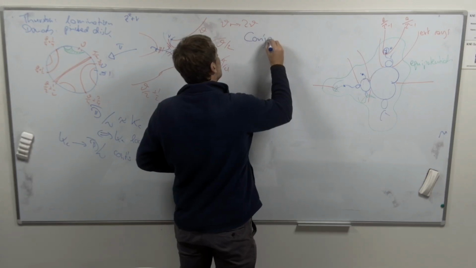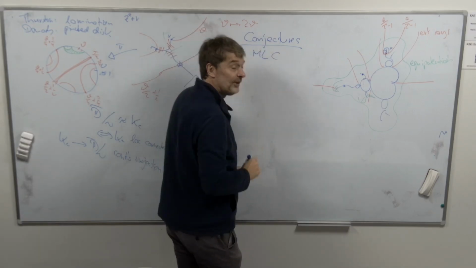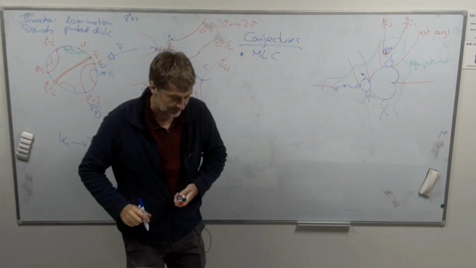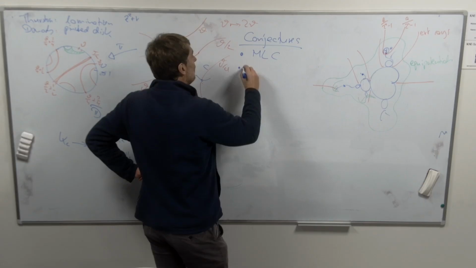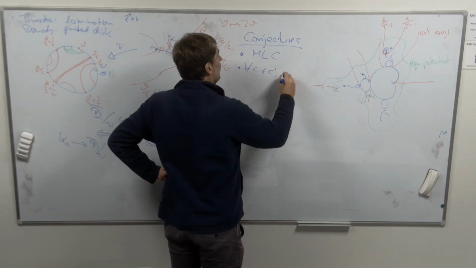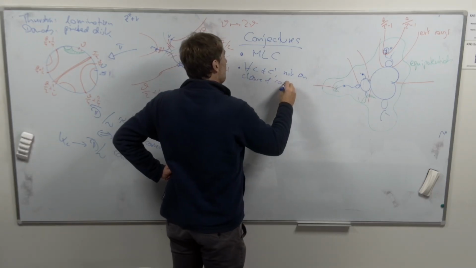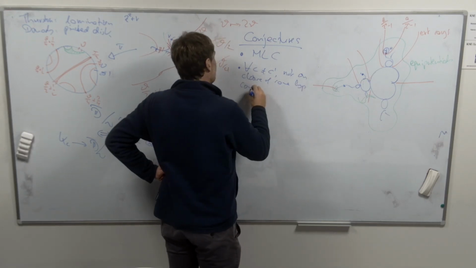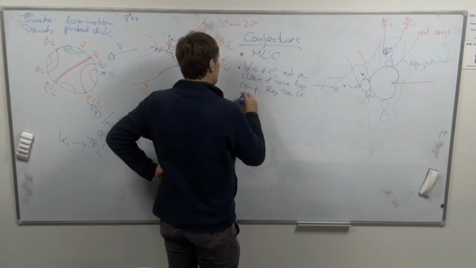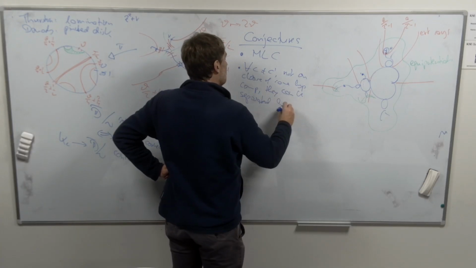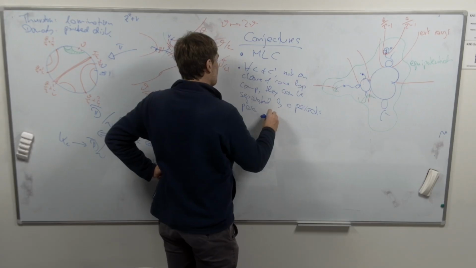So, the conjectures. One of them is MLC: the Mandelbrot set is locally connected. Oh, you know the list, yeah, okay. Another thing is that for any c different from c prime, not on the closure of the same hyperbolic component, they can be separated by a periodic parameter ray.